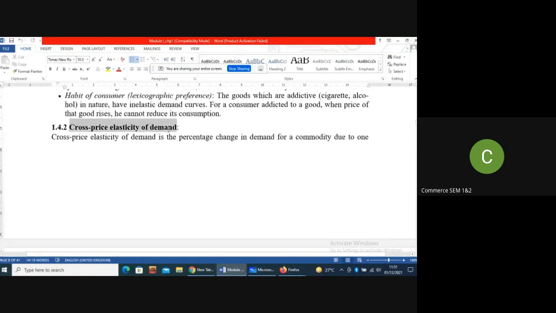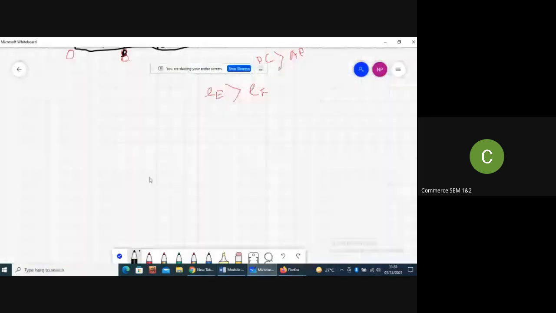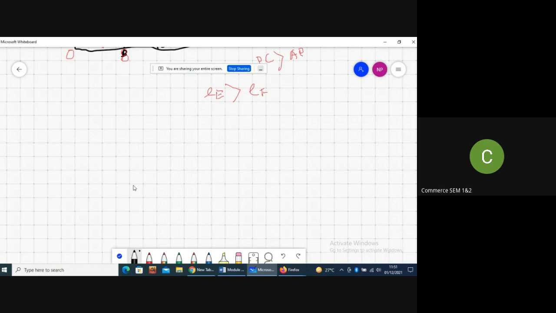Now come to the cross price elasticity. What is cross price elasticity? Can anyone tell me? Anyone? Any guess?